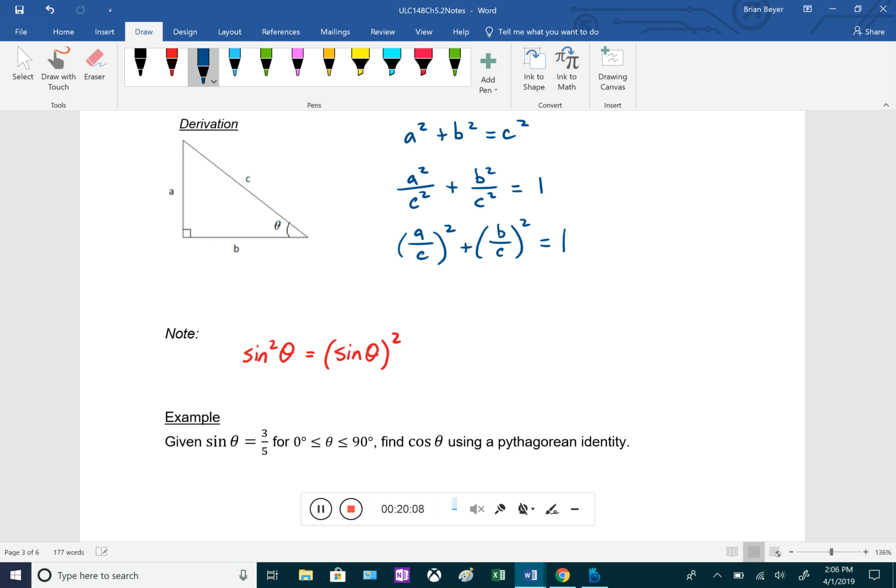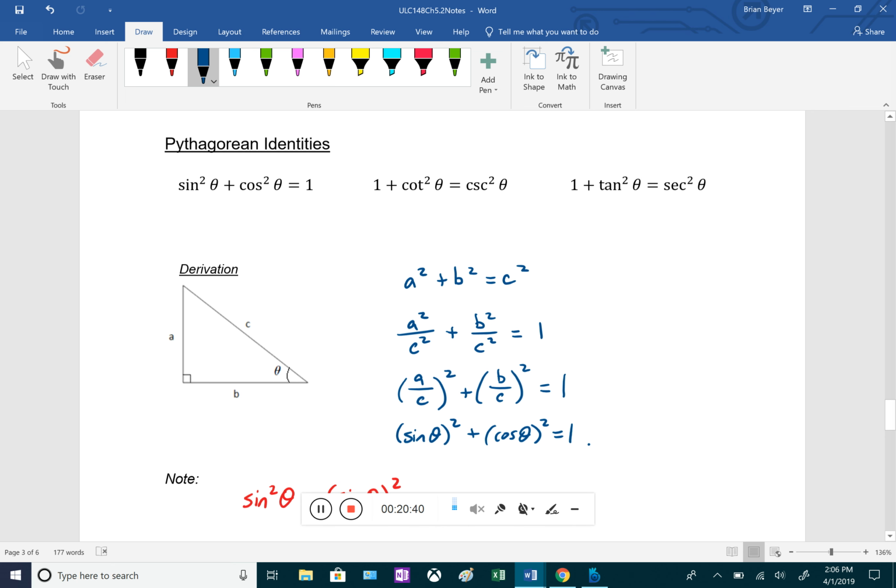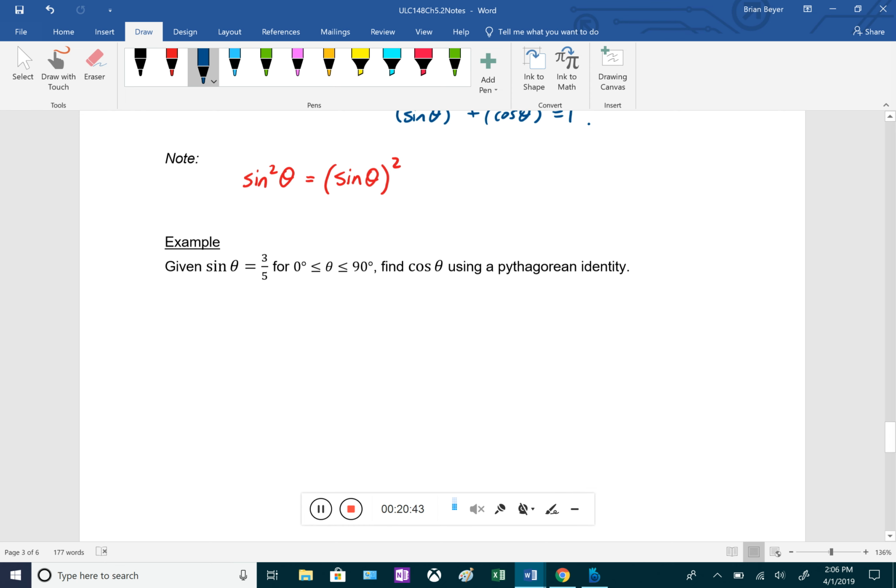A over c, if we look at this angle right here, a divided by c, that's opposite over hypotenuse, so that ratio equals sine of theta squared. B over c, that's adjacent over hypotenuse, that would equal cosine theta squared equals 1. So that right there gives us our first Pythagorean identity. That's just the quick little derivation for where this comes from and why it's called Pythagorean identity.